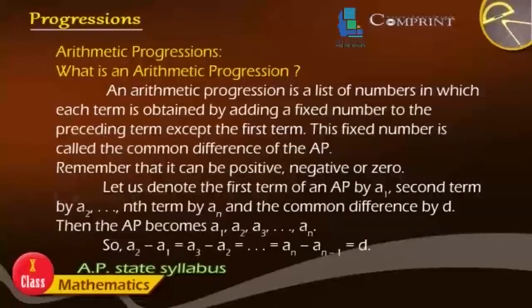Let us denote the first term of an AP by a1, second term by a2, and so on, nth term by an, and the common difference by d. Then the AP becomes a1, a2, a3, and so on, an. So a2 minus a1 is equal to a3 minus a2 is equal to, and so on, is equal to an minus a(n-1) is equal to d.